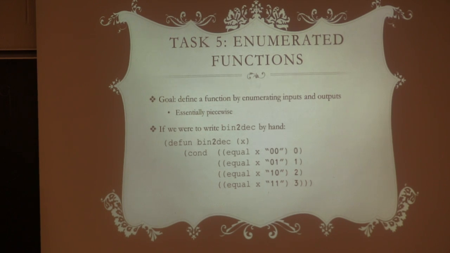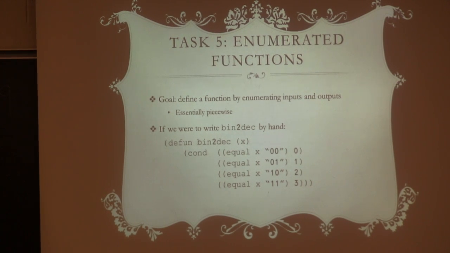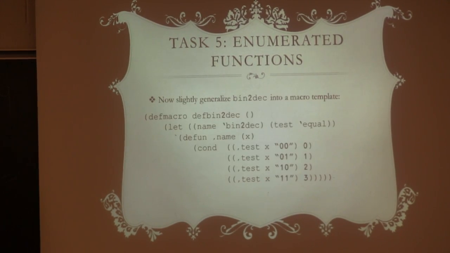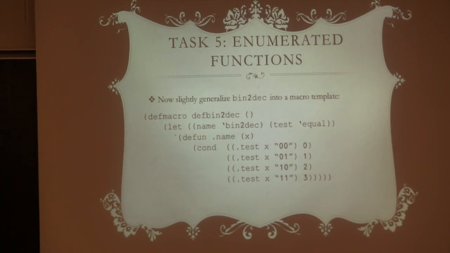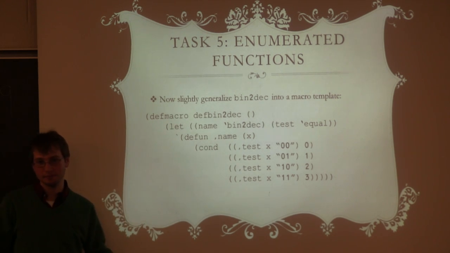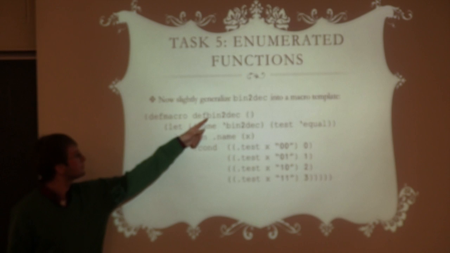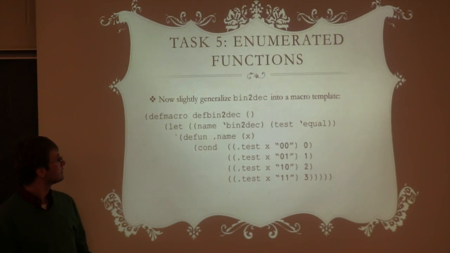But what if we want to make lots of these functions? What if we want to make, for some reason, binary to hexadecimal, binary to octal, binary to sexadecimal, whatever? We can slightly generalize this into a new template. A macro is something that runs at compile time. Something that says, okay, when we're compiling a function, we see this. We want to expand this.